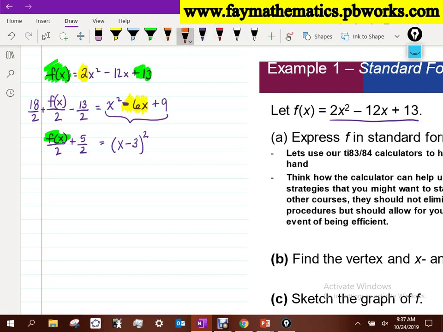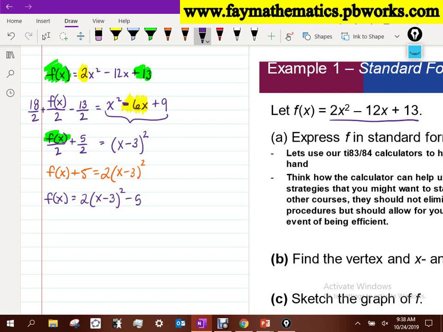You can either multiply both sides by 2 first if you want to, or you can subtract your 5 halves from both sides. It doesn't matter. You want to multiply everything by 2? Yes. So it's going to be f of x plus 5 is equal now to 2 times x minus 3 squared, right? Now how do I solve for f of x? Okay, so f of x equals 2 times x minus 3 squared minus 5.